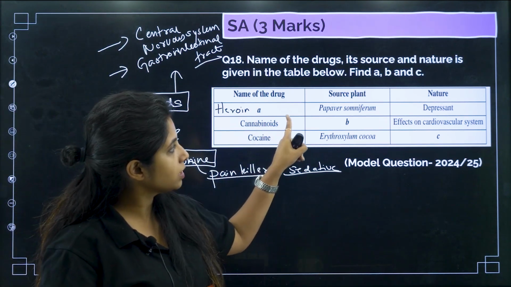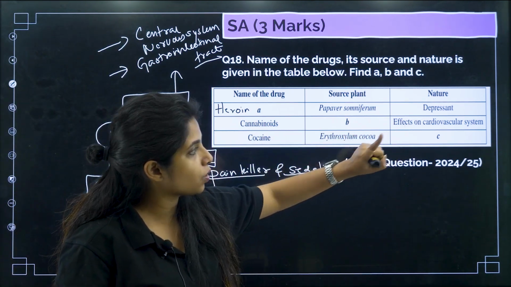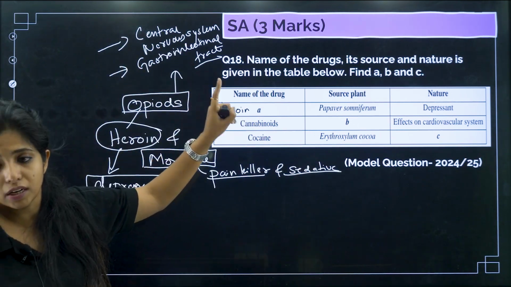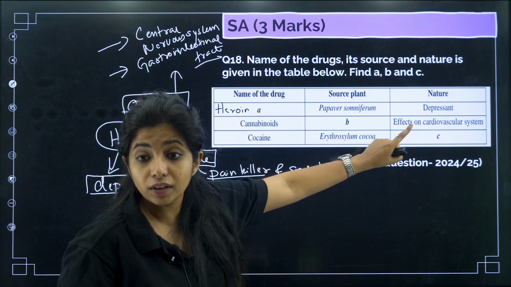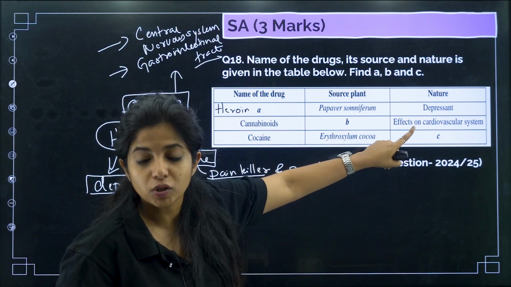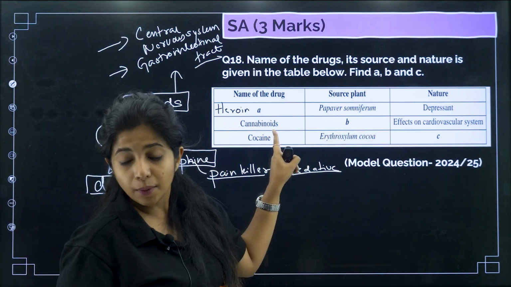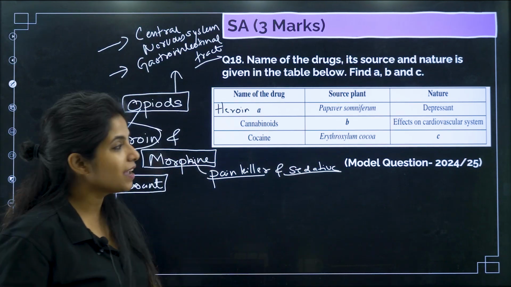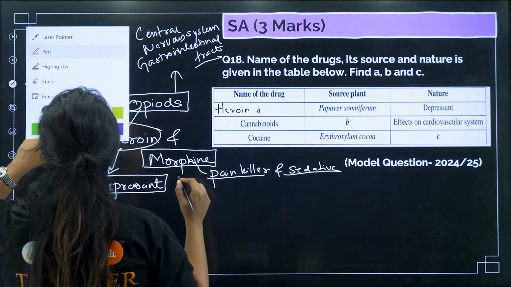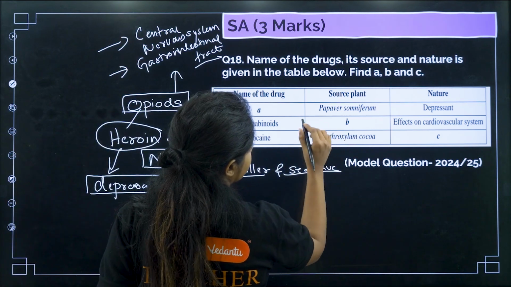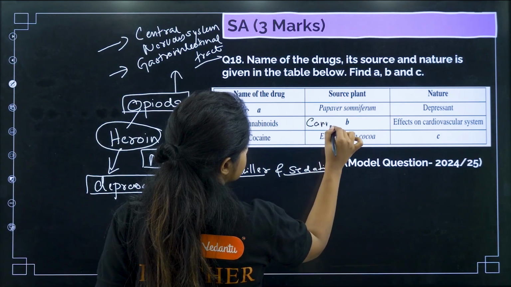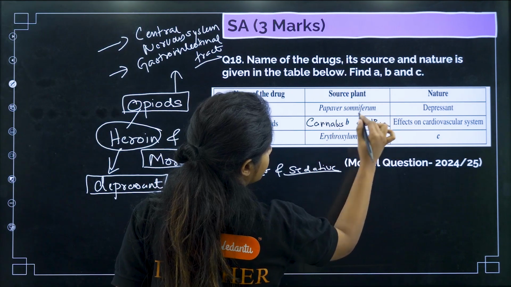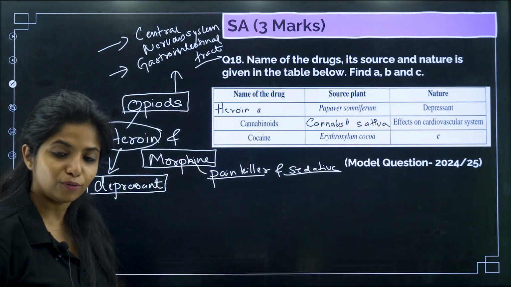Now cannabinoids, source plant is this, and effects on cardiovascular system. So over here it was affecting the central nervous system and gastrointestinal tract. Remember, this is the only drug given in your book which is acting on the cardiovascular system. So cannabinoids come under this category. If you have heard about cannabis, this is an example, and the name of the plant is Cannabis sativa. I have written it properly elsewhere, you can go read that as well.